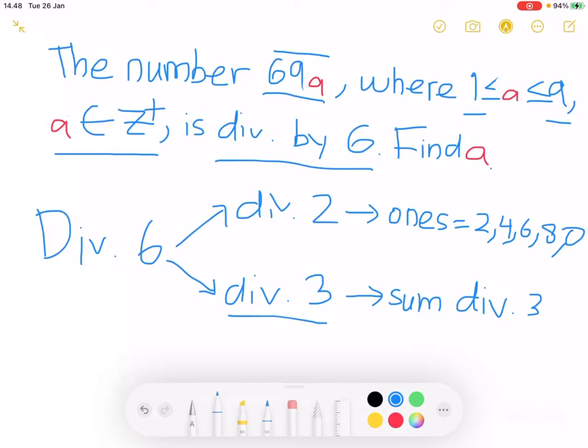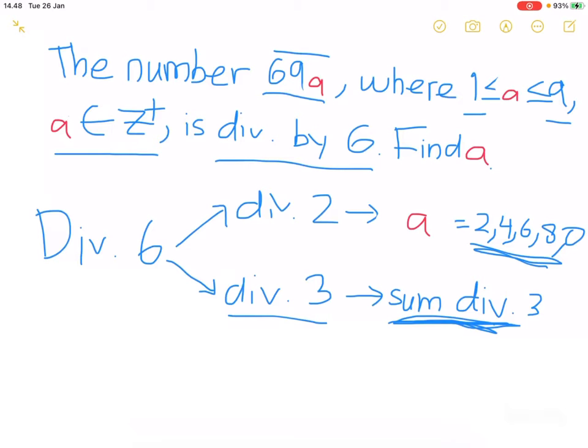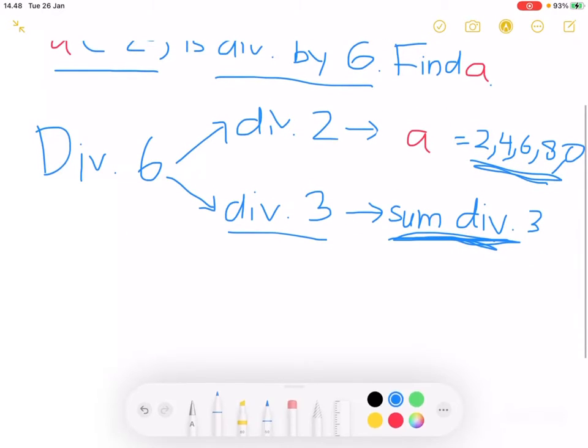Okay, and let's see. We know our ones digit is a, so we can just replace that. So a could be either of these 5 choices right here. So we already limited that. And the next clue, and perhaps this clue right here, is the sum of all the digits. The sum is divisible by 3. So I'm just going to write this right here.